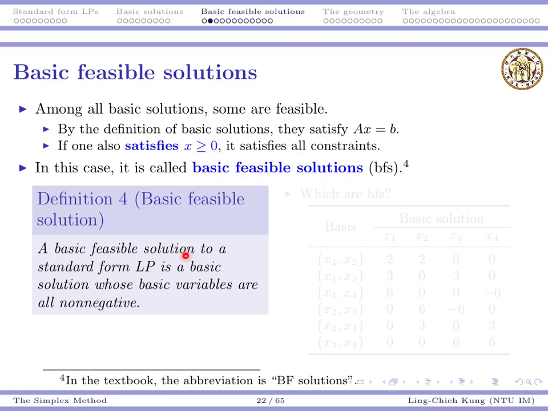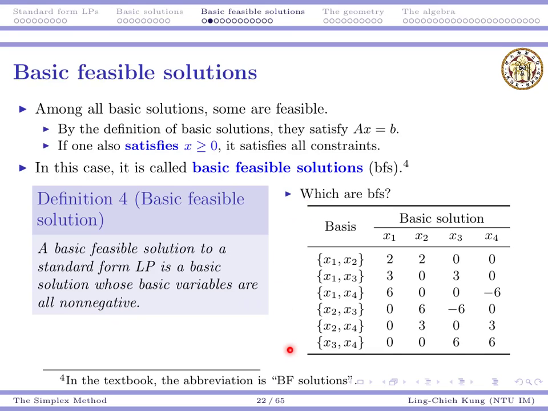A basic feasible solution to a standard form linear program is a basic solution if all the basic variables are non-negative. We know basic variables are obtained by solving Ax equals b. Okay, so we cannot predict whether the variable will be negative, positive, or zero. So in some cases, there may be negative basic variables. Then that's infeasible. Okay, if that does not happen, then it's a basic feasible solution.